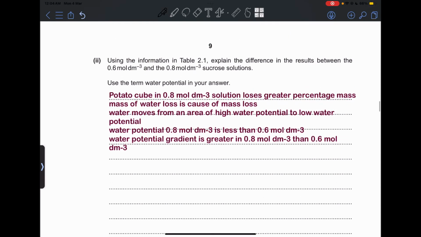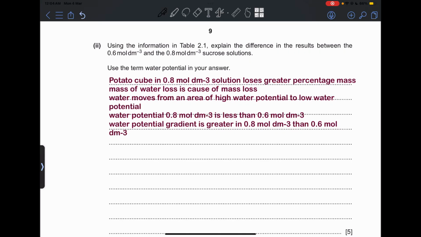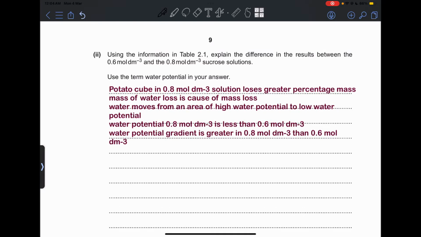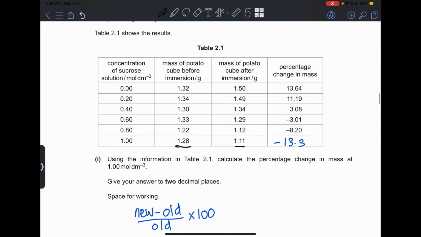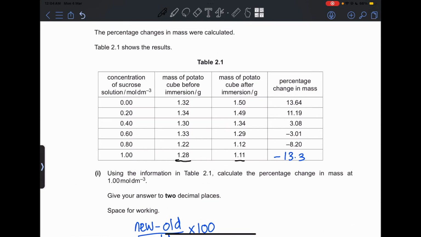Double I says, using the information in table 2.1, explain the difference in the results between 0.6 mol per decimeter cubed and the 0.8 mol sucrose solutions. Use the term water potential in your answer. So we know that 0.8 mol has a greater percentage of sucrose. That means that it has lower water potential, or it has less water than the one that has 0.6.